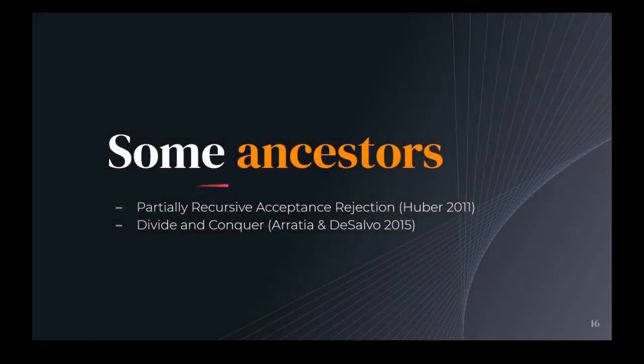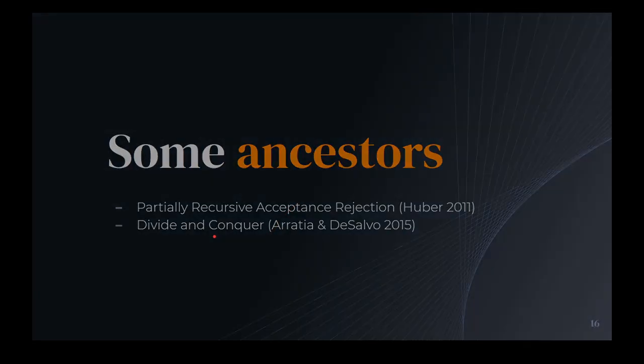Some spiritual ancestors of the method: partially recursive acceptance rejection. That also used a recursive scheme together with acceptance rejection, but it really belongs with the local methods. Divide and conquer had part of the stitching, but it didn't really have the stitching part. So that's what's new about that.